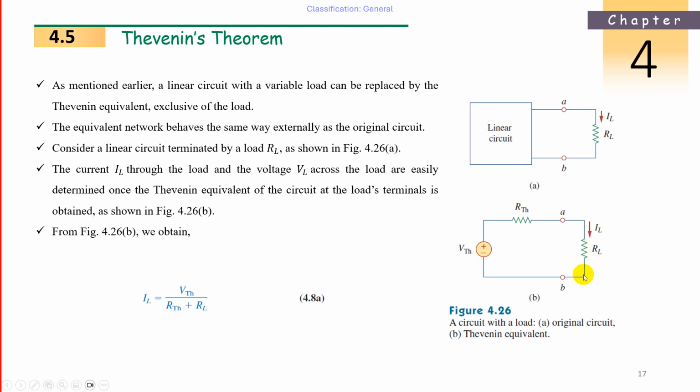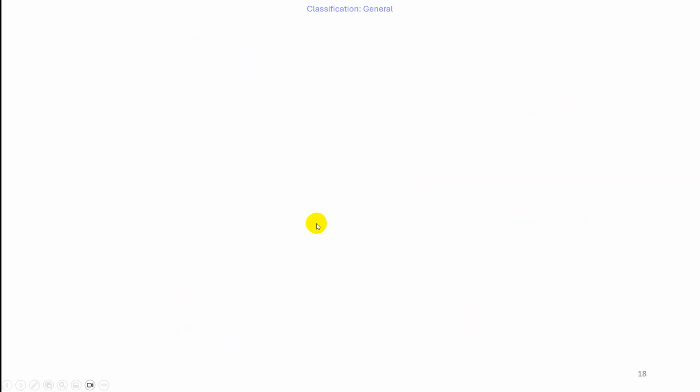Now the voltage across RL is nothing but IL multiplied by RL. Substitute the IL equation here, that is V Thevenin divided by R Thevenin plus RL, and multiply by RL. Generally, the voltage division rule can also be used here: the same resistance divided by the total resistance, multiplied by the total voltage. Like this we find with Thevenin's theorem. I already told you how to find V Thevenin and R Thevenin.